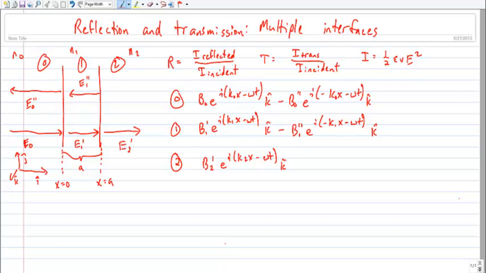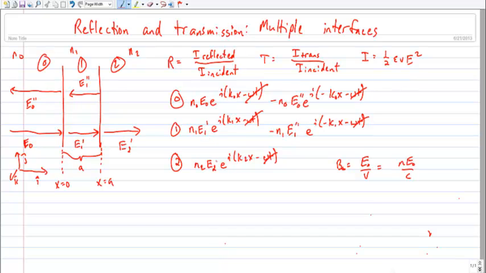We play a similar game in that middle region, and then have a relatively clean expression for the fields in the transmitted region. Now, as before, we can drop all those common polarization vectors, all the k hats, and all the common time dependence. We're going to want to sub in for those B field magnitudes in terms of E field magnitudes. We know that B equals nE over c in general, so if we take each B field amplitude and replace it with n times the E field amplitude and drop the common c, we can get the following.